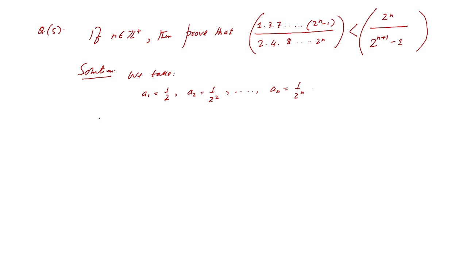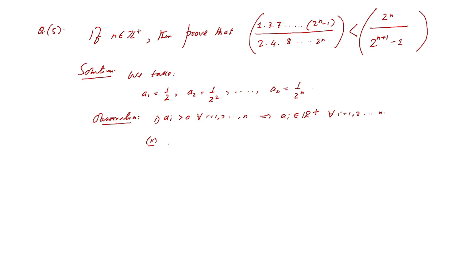So our observation is that all a_i is greater than 0 for all i equals 1 to n. That means a_i are positive real numbers for all i equals 1 to n. This is the first observation.